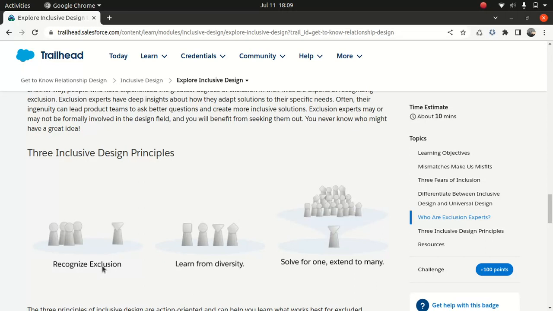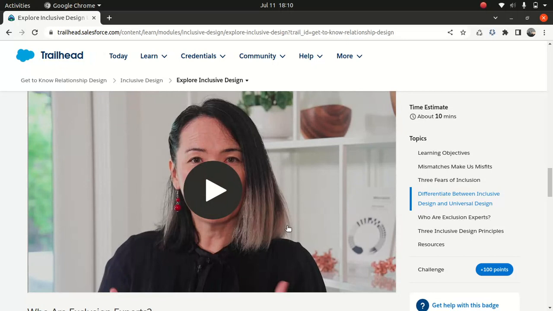But that's pretty much what I wanted to talk about, inclusive design. And I personally believe this is a very interesting topic. If you want to know more, you can come to Trailhead and listen to this person talking. You'll get to know more information, right?